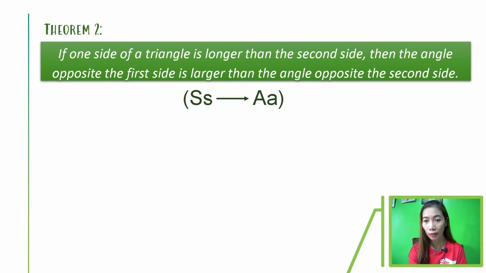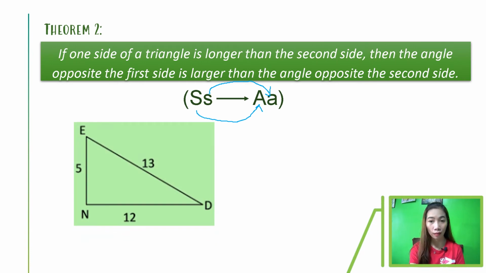So parang pwede natin gamitin, okay, this notation. So, as you can see here, respectively, yung longest side, katapat niya ay the biggest angle, and the shortest side, katapat naman niya ay the smallest angle. Okay? So for this one, let's have an illustration of that one para mas maintindihan nyo.